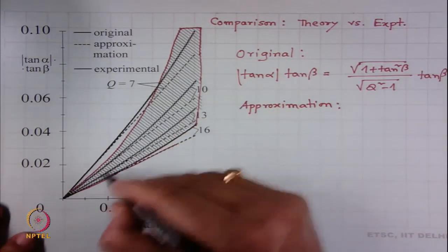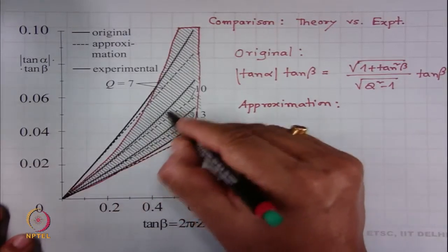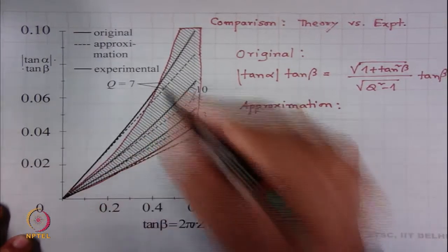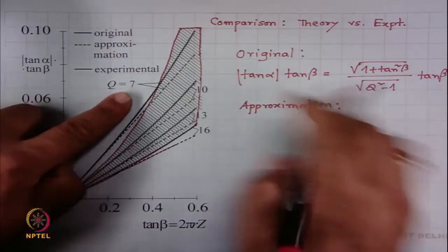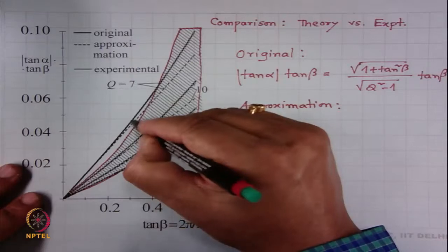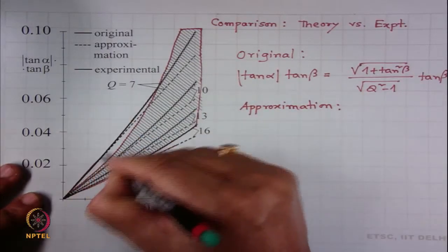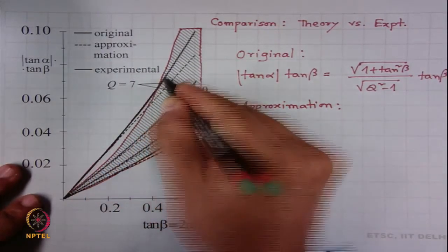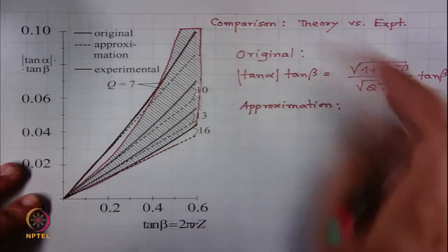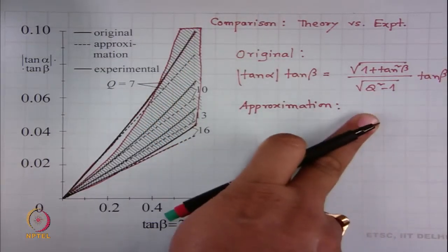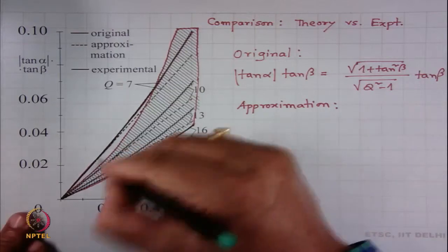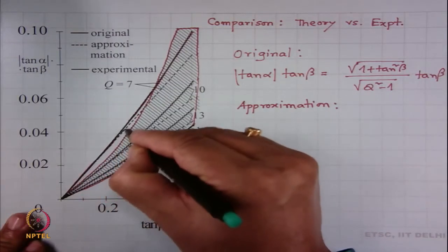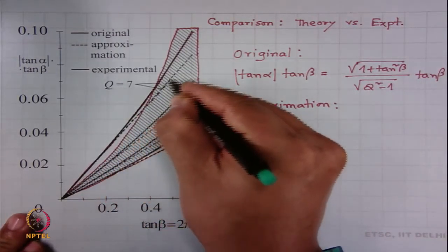So, these continuous thick black lines for different values of q we obtained. For example, q is equal to 7 here, so this line is obtained from this expression, right. And also you see one approximation line, the dotted line for q is equal to 7.